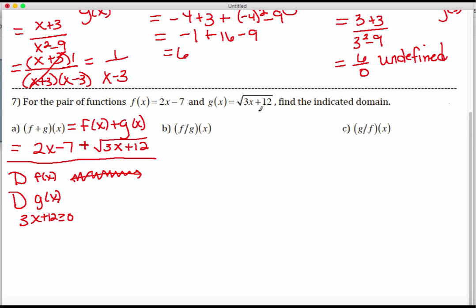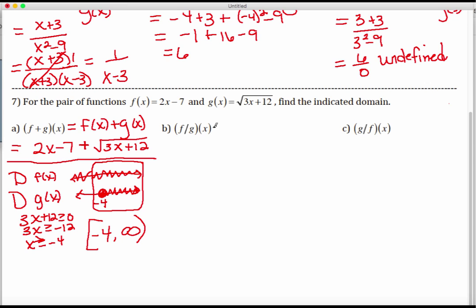Because if you have a radicand under an even root, you have to set it greater than or equal to 0. So we have 3x is greater than or equal to negative 12, and x is greater than or equal to negative 4. And that would look like this. Here's your number line, negative 4, including it, up to infinity. So the overlap or the intersection of the two domains of each one of these functions is from negative 4 to infinity, including negative 4.